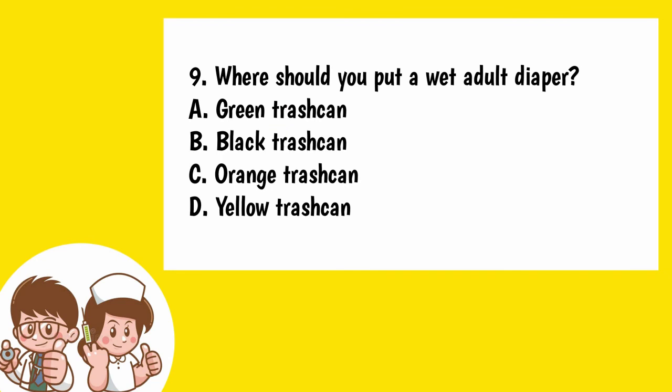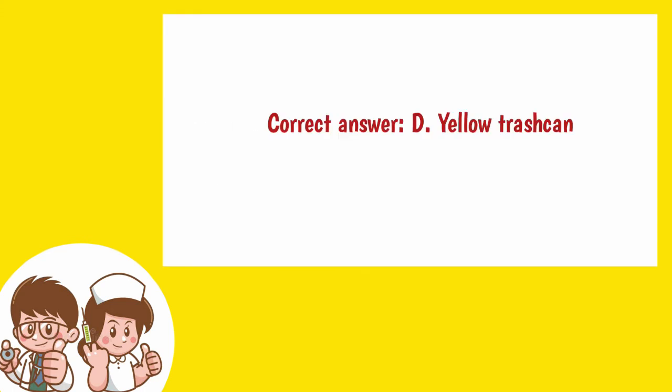9. Where should you put a wet adult diaper? A. Green trash can. B. Black trash can. C. Orange trash can. D. Yellow trash can. Correct answer: Yellow trash can.